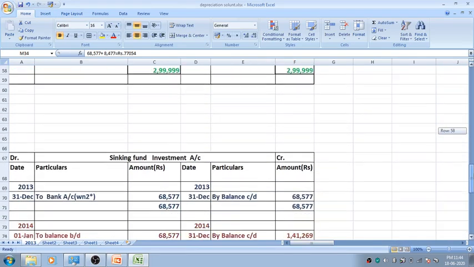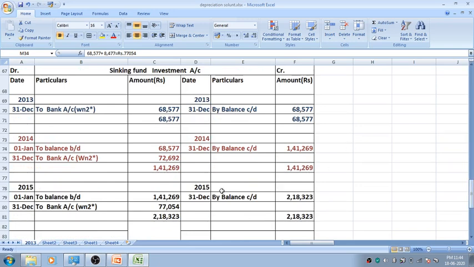in the third ledger account. In the third year, 2015, we just open the account first, opening balance. Then we come to the date, the last date, investment to bank account. This is the amount which we get after adding depreciation and interest for this 2015 year. Okay, so 3 entries are passed. Now you total the account and write by balance carried down the total. So this is your closing balance for investment in the third year.